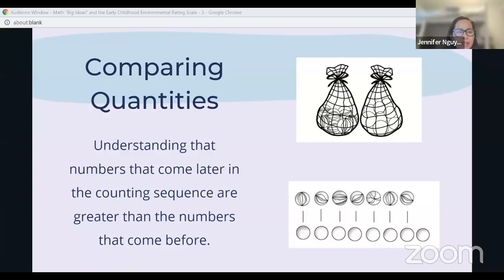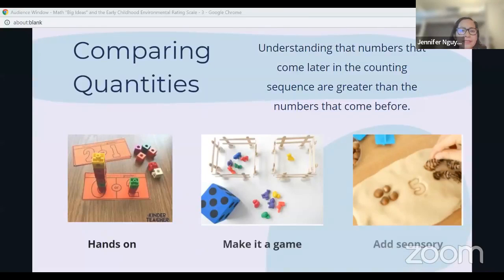So you're deepening that understanding of comparing quantities when the quantities are either similar or there is a lot. So comparing quantities. So again, we have to make this really interesting and fun, and introduce and practice this concept in all areas of our learning environments. Hands-on ways are very attractive to children rather than worksheets.